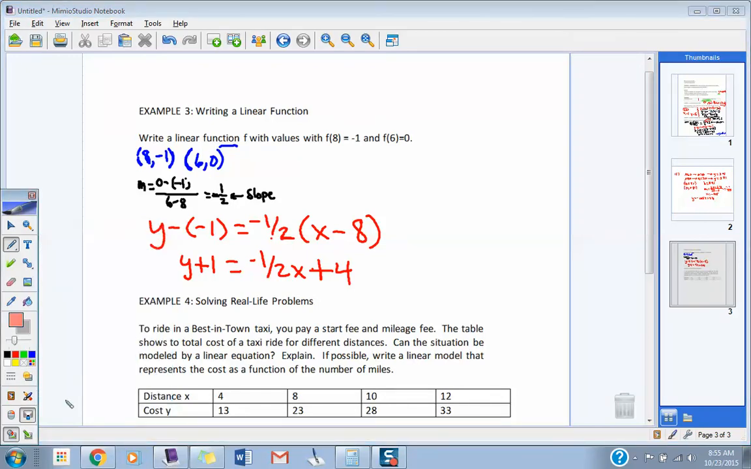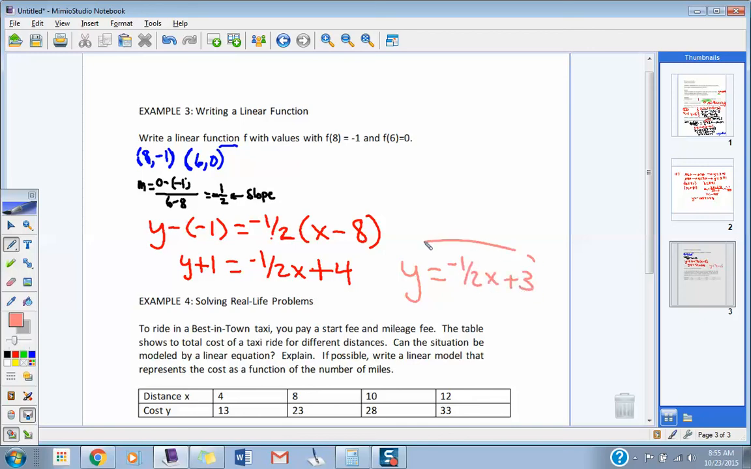Where do you guys end up with a solution? Negative 1/2 x plus 3. Perfect. There it is. Just show hands. I'm like, yeah, this is all right. Okay, roll.